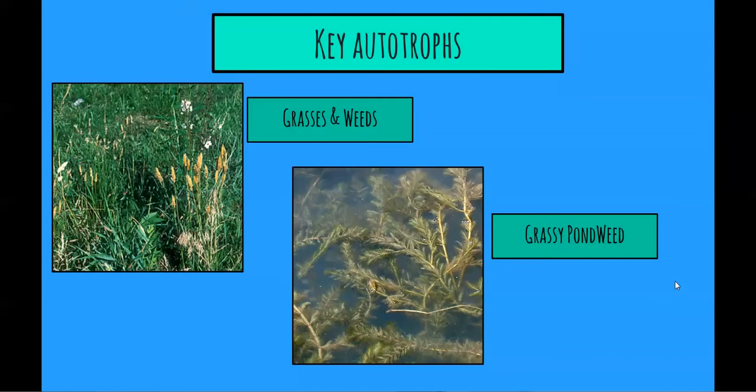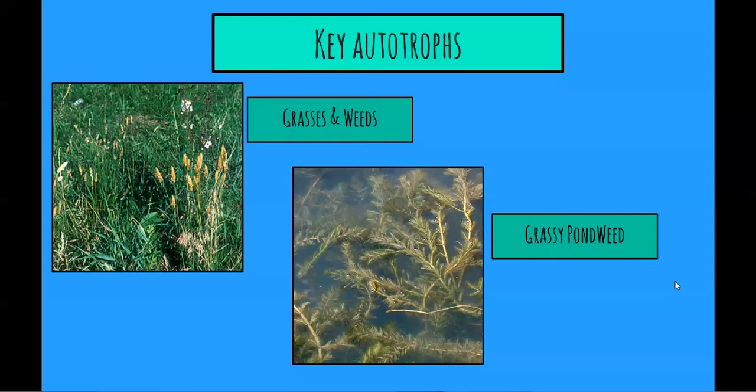Another autotroph is grassy pondweed and regular grasses and weeds. Grassy pondweed is native to the northern hemisphere, where it grows in shallow, clean water. And this is actually a problem in some states, or mostly I watched a video on it. It's a problem in places like Texas.